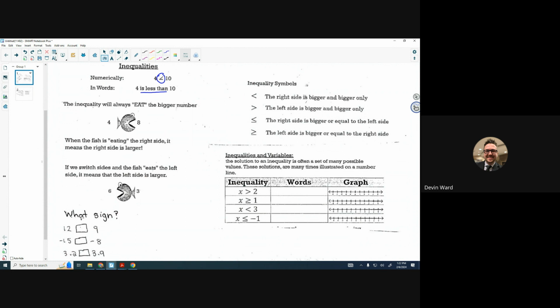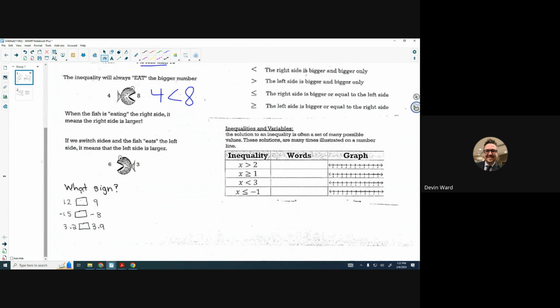So here we have 4 and 8. The fish is eating the right side, so it would look something like 4 is less than 8, because the mouth opens the same way the mouth of the fish does. If we flip it, the fish is going to flip sides. So if we have 6 and 3, it's going to open the opposite way, because it's always going to open to the bigger side. Whether you say the fish, the alligator, or Pac-Man eats the bigger number, however it helps you remember, always know that the opening opens towards the bigger number.